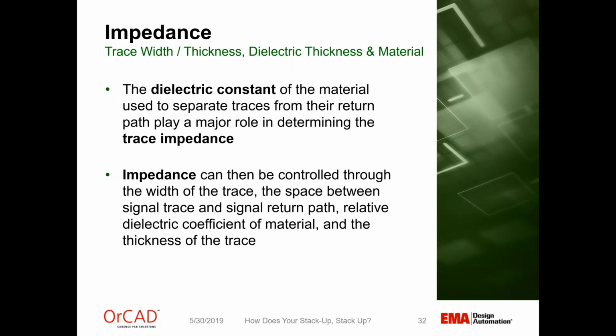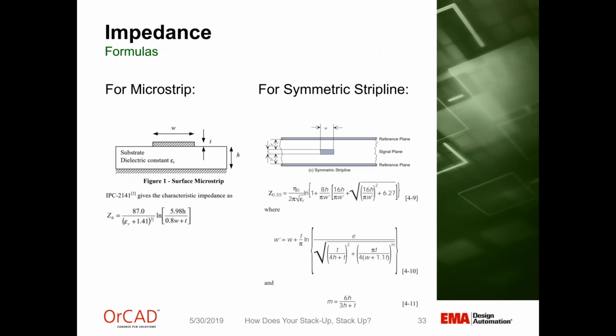Beyond that, things are mostly physical in terms of what's the width of my signal. The width of my signal is going to have a big effect. The distance to the return path layer, the thickness and the width of my trace. So those four things are going to have a pretty big effect.